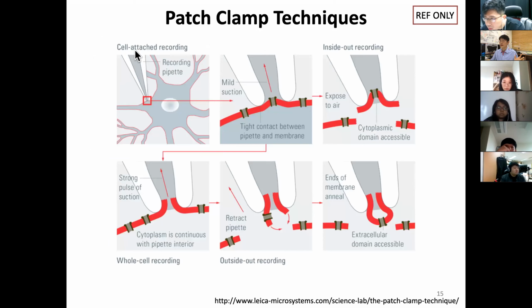This is the reference: cell attached recording and mild suction, and you pull it off, you can have an inside out recording. While you have this tight contact, and then what you do is a strong pulse of suction and then pull it off, then you can actually make outside out. This is really fascinating. So you can study a single ion channel with a different inside and outside milieu you change, and you can study the electrical functionality of a single ion channel.